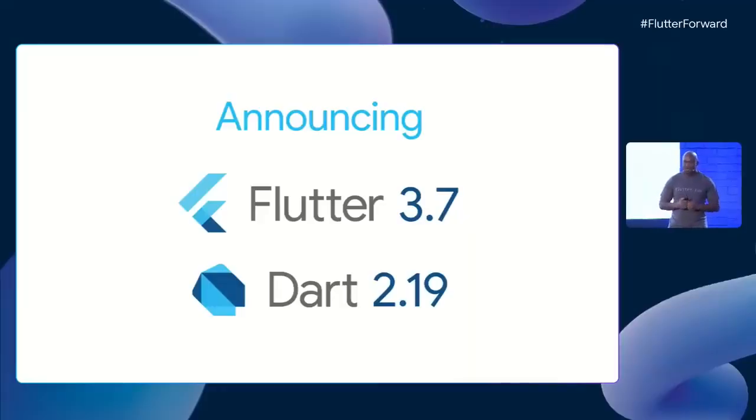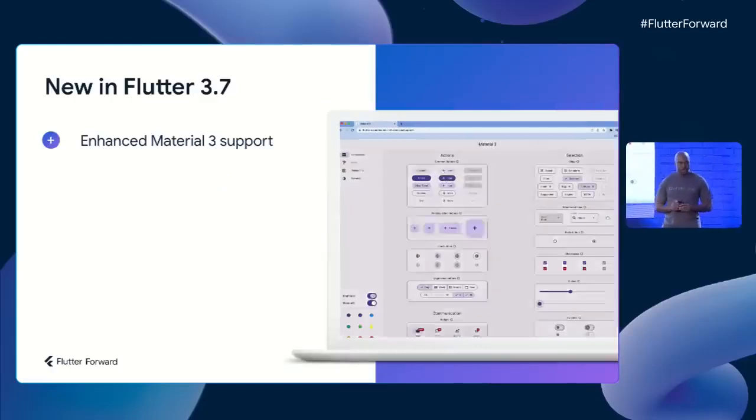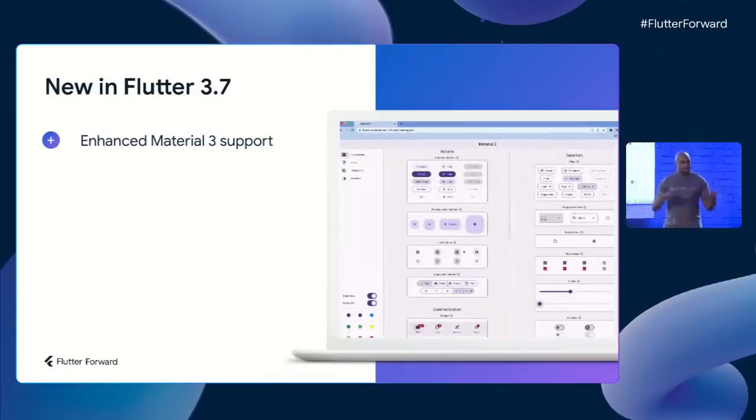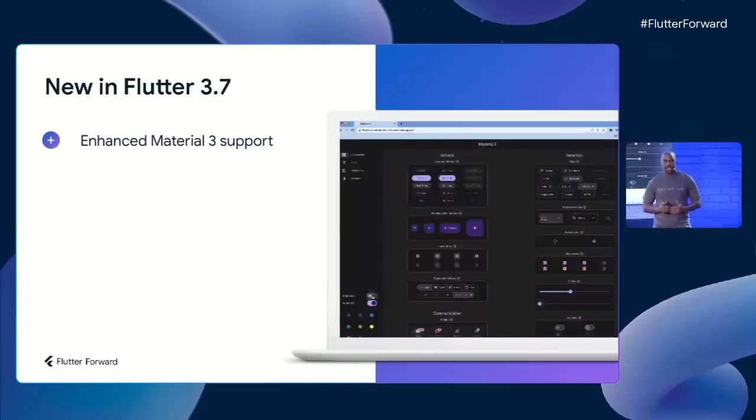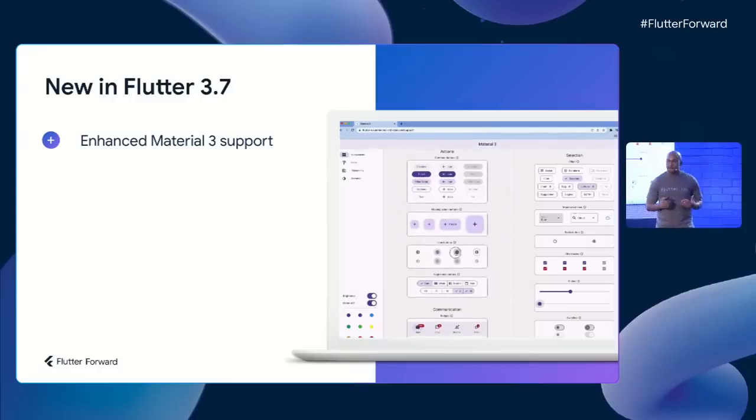Thank you, Tim. Now, are you ready to hit Flutter upgrade? All right. So I'm pleased to announce the availability of Flutter 3.7 and Dart 2.19, our latest stable releases. I'm going to talk about a few examples of what's new in Flutter. So we've enhanced Material 3 support, as you've heard already. And this includes migration of widgets such as radio buttons, sliders, and badges to Material 3.